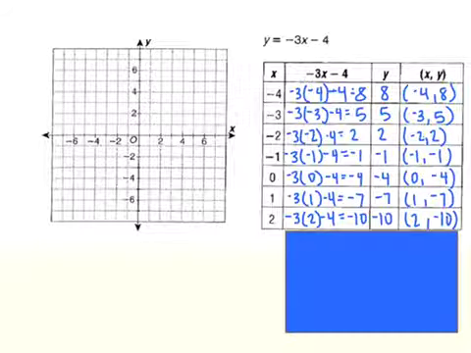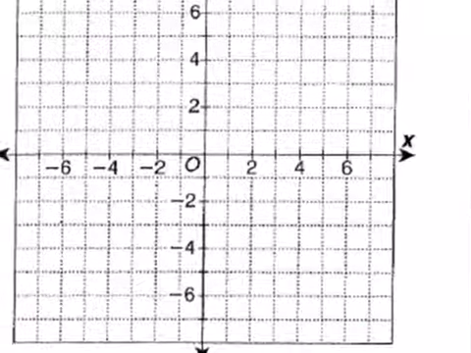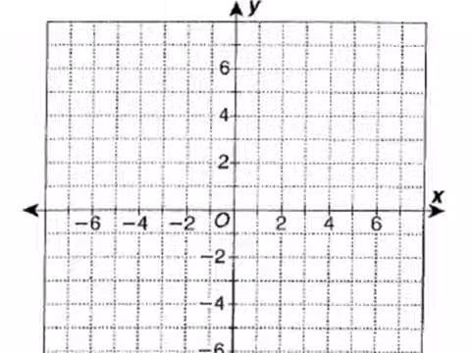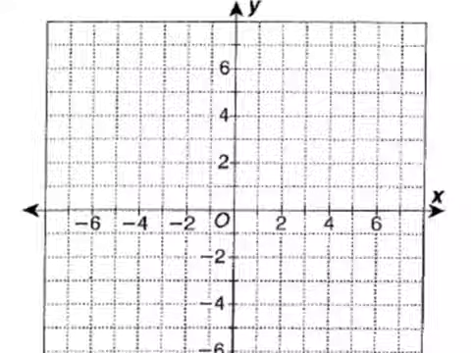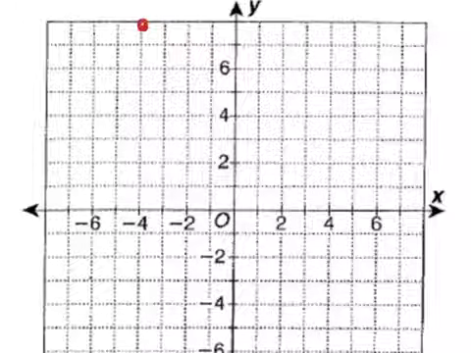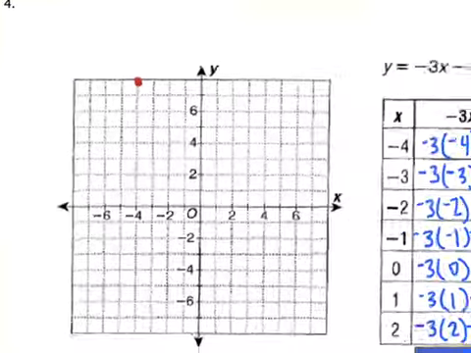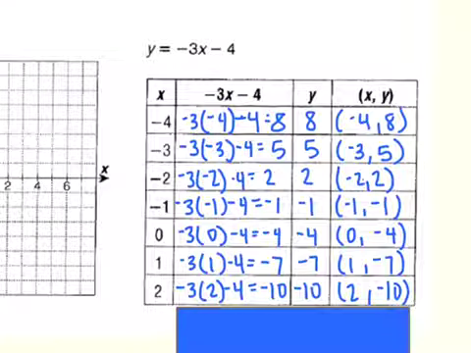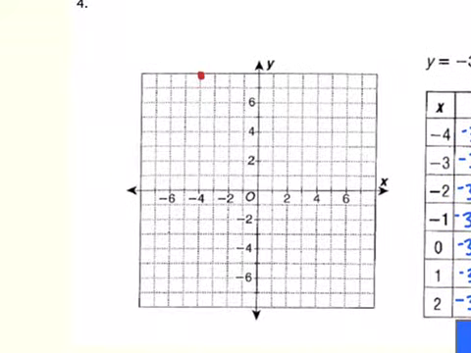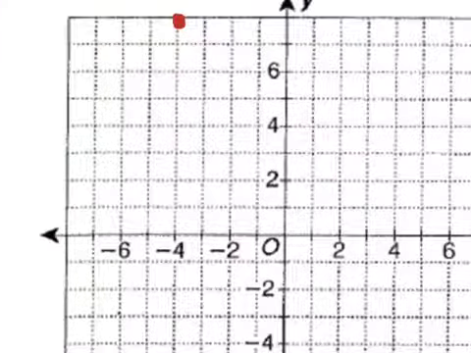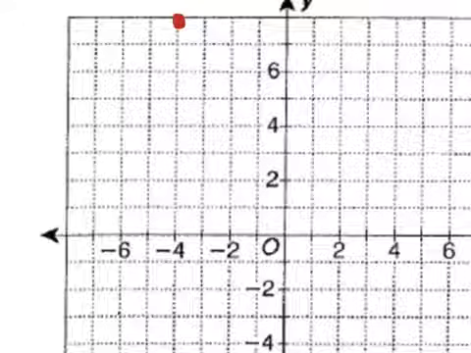And the next step to this problem is graphing. So first we're going to start with the first one on our table, which is -4, 8. So I'm going to zoom in on this graph, and I'm going to go back 4 to -4, and up 8, which will put a dot right there. The next one is -3, 5. So again, I'm going to go back to my graph. I'm going to go back 3 and up 5.